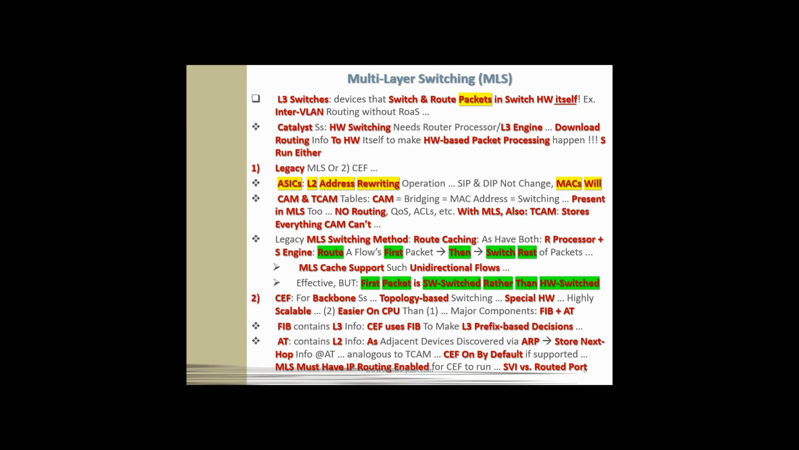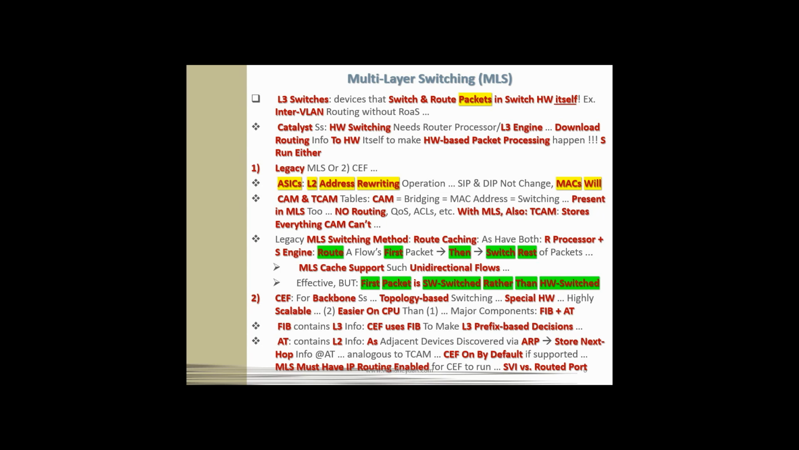Next, we have CAM and TCAM tables. We want to see what they are. We have content addressable memory, or CAM tables, and we have ternary content addressable memory, or TCAM tables. CAM tables, we already saw that with ordinary layer 2 switches. CAM tables are also known as bridging tables. They are also known as MAC address tables or switching tables. These terms can be used interchangeably to describe what we know as CAM tables.